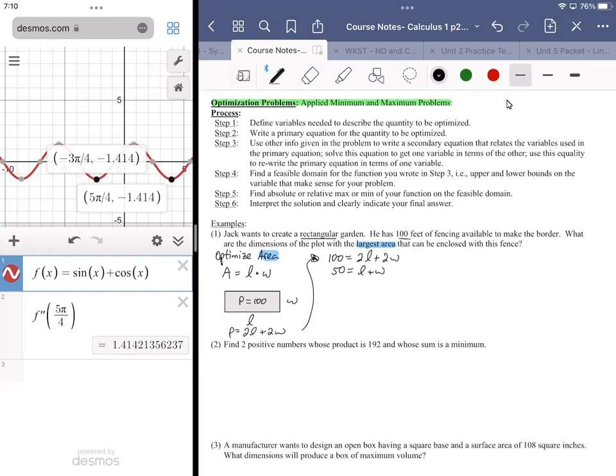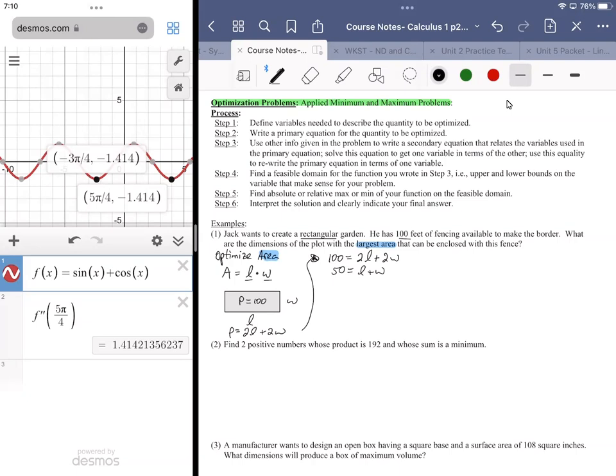I can solve for one of these variables in terms of the other, because I'm looking at A equals LW, and I'm seeing two variables. If I compare this down to just a single variable, that's a pretty good place to be, right? Because then it's going to make it a whole lot easier to differentiate. I won't have to use implicit differentiation, right?